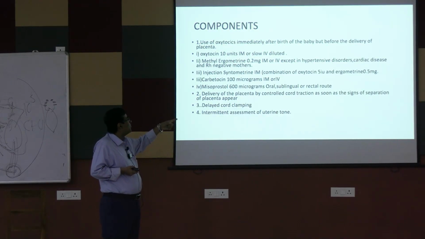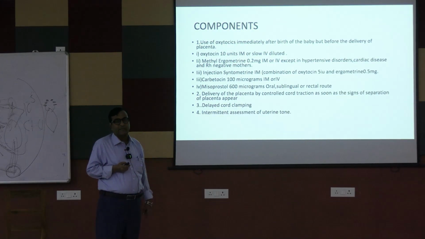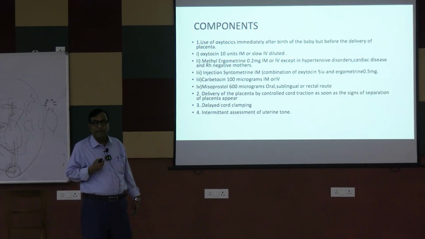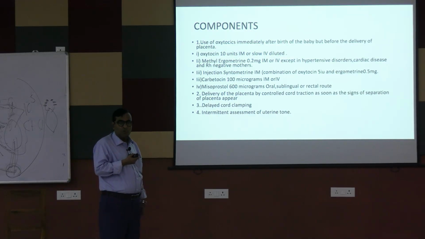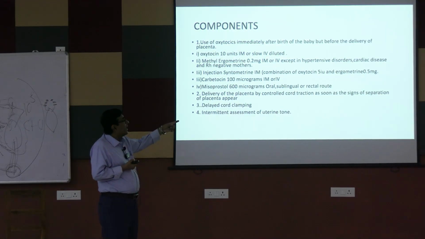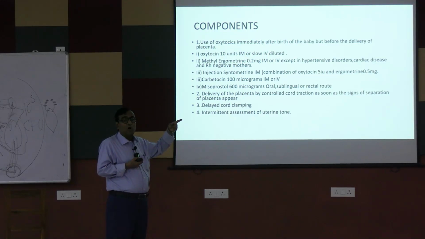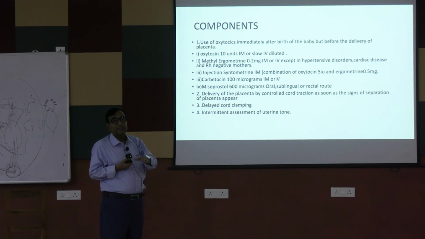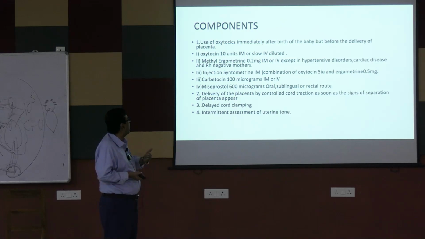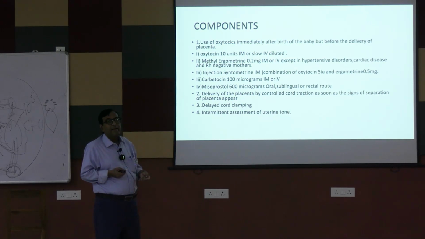Next is delivery of the placenta by controlled cord traction. That is what is called Brandt-Andrews controlled cord traction. So here we do not wait for all the signs of placental separation. As we see the uterus becomes globular and hard, we give controlled traction on the cord and the placenta is delivered. Number 3, delayed cord clamping.